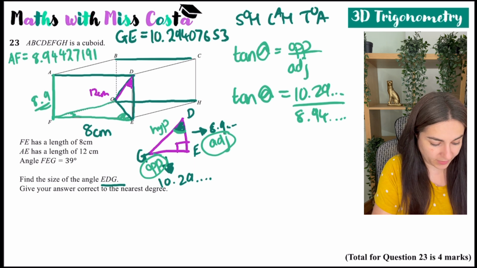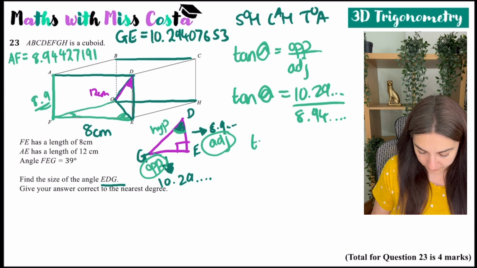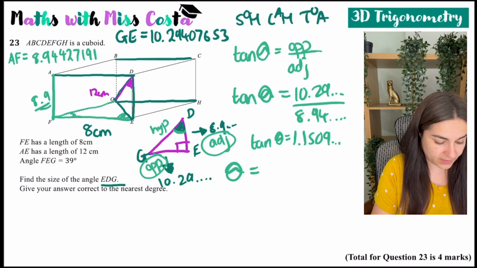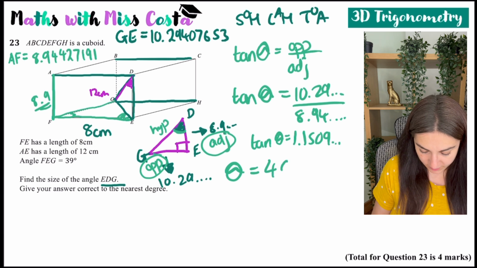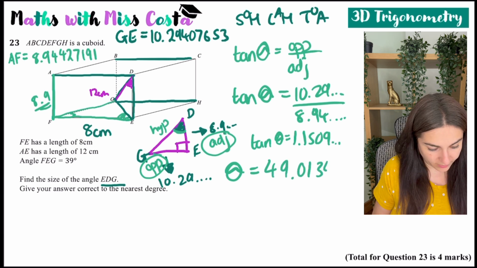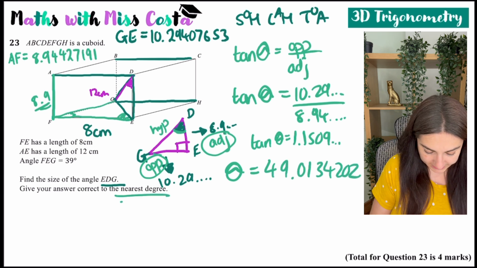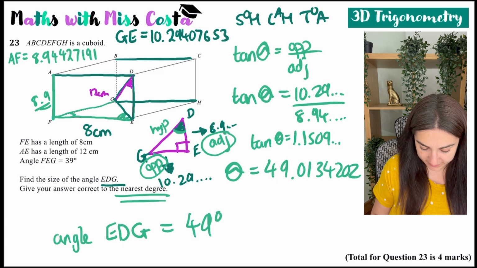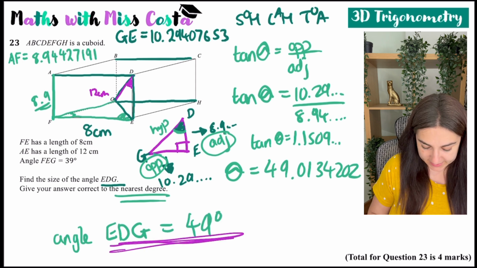So tan theta is 1.1509. So therefore theta is going to be shift tan answer, which is 49.013402. So just give your answer to the nearest degree. So angle EDG equals 49 degrees. And that's how we do 3D trigonometry.